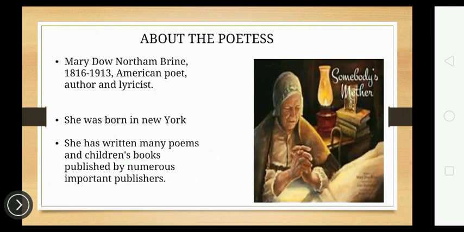So let us talk about the poetess Mary Dowbrine. She was born in the year 1916 and died in the year 1913. She was an American poet, author and lyricist, and she was born in New York. So whenever we come across the poem, we can find all the elements of a foreign country that we can't find here in India. She has written many poems and children's books published by numerous important publishers.